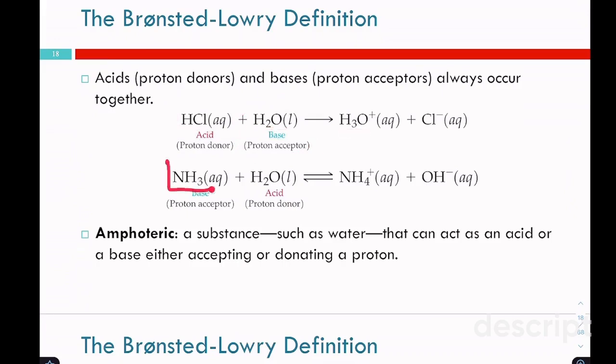And then ammonia is a proton acceptor, and it's accepting that proton from the water again, creating OH minus. And then there's a special definition. So here, water is acting as both an acid and a base. And water is a special type of compound, which is an amphoteric compound. So it can act as both an acid or a base.